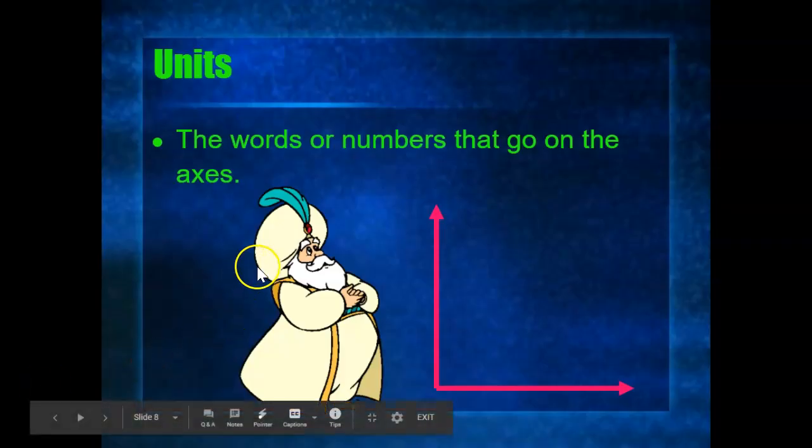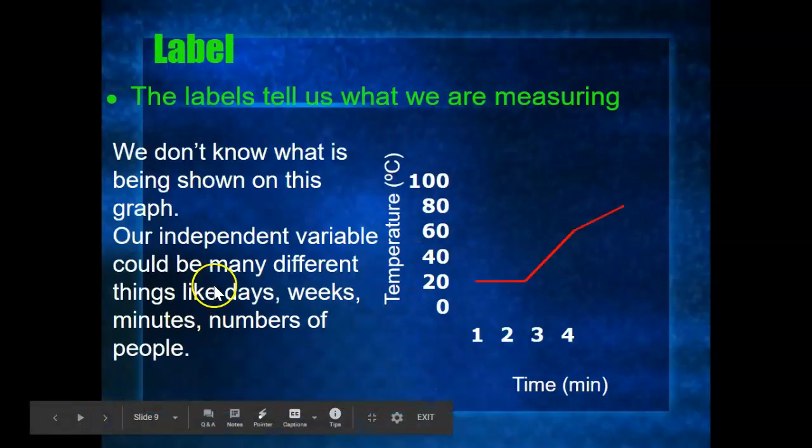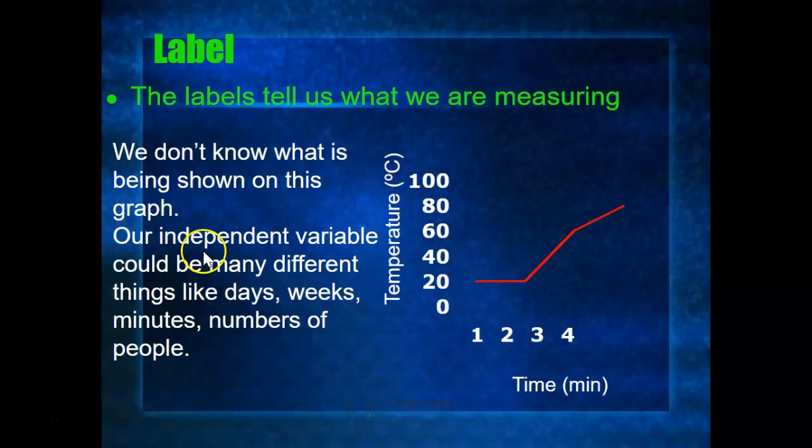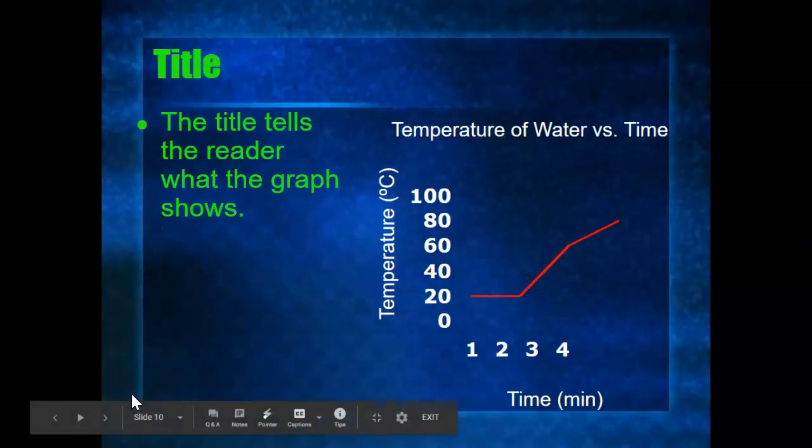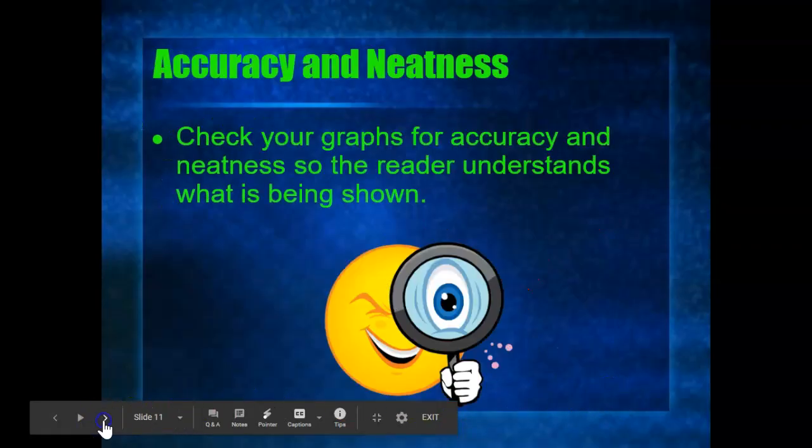Labels are the words or numbers that go on the axis. So they are the numbers or words that go on the axis. The labels tell us what we are measuring. We don't know what is being shown on this graph. Our independent variable could be things like days, weeks, minutes, numbers of people. The title tells us what the graph shows. So in this, the temperature of the water versus the time. So temperature would be your y-axis. Time would be your x-axis.